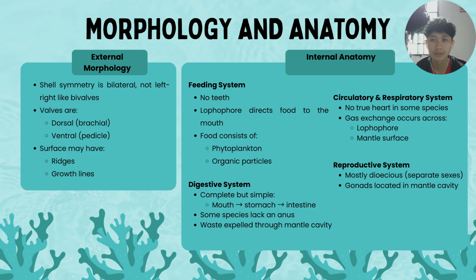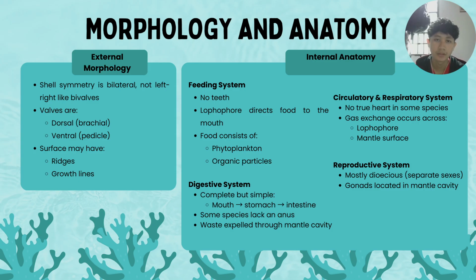So for the external morphology, lamp shells show bilateral symmetry. It means the body can be divided into equal left and right halves. However, this symmetry runs through each valve, not between the two valves. The two valves are unequal in size and shape. The shell surface may display growth lines, ridges, or spines, depending on the species. These features can help identify different brachiopod groups, especially in fossil specimens.